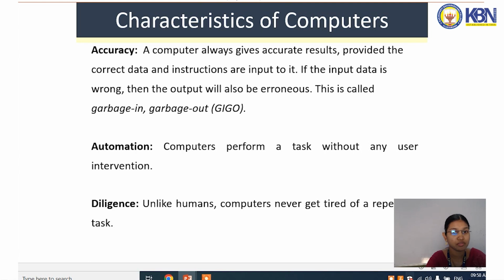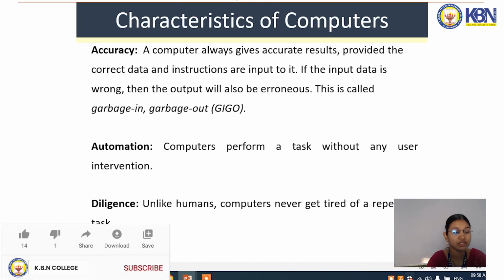The next one is accuracy. Whenever you give data to the computer, it gives the result accurately. It means it does not produce wrong output and has no errors. This is called accuracy. The next characteristic is automation. A computer can perform a task without any user intervention. The next one is diligence. Unlike human beings, a computer never gets tired or bored of repeated tasks. That is the characteristics of a computer.